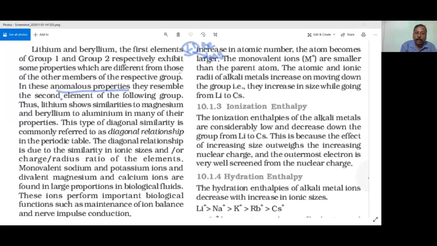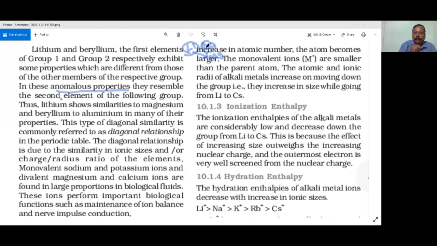Is it understood? And it is shown by beryllium also. Suppose beryllium shows differences with magnesium. It is called, then the answer will be anomalous behavior. Beryllium properties are similar to aluminium. Then your answer will be diagonal relationship. So is it understood? So anomalous behavior and diagonal relationship are both shown by elements of the second period.